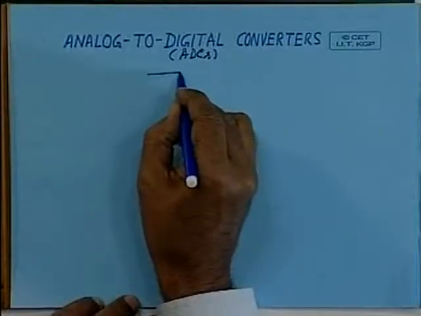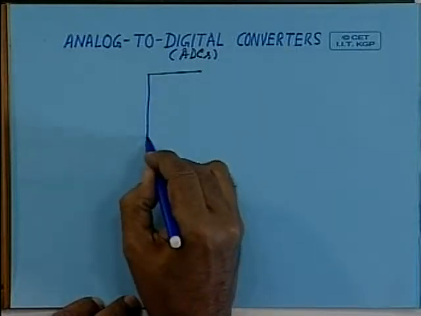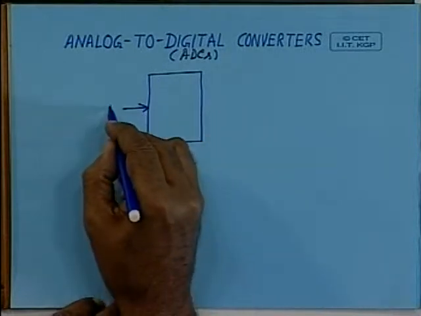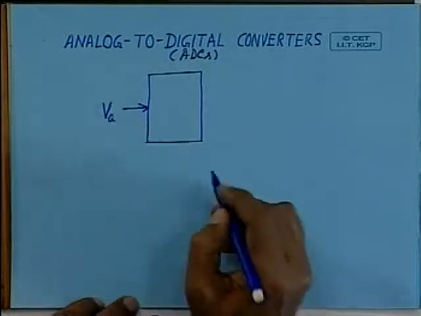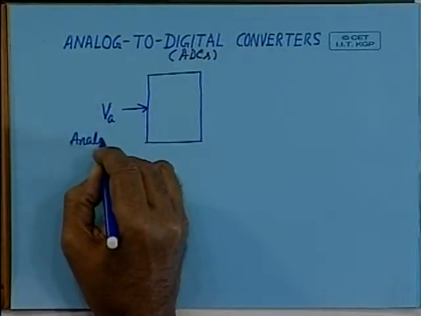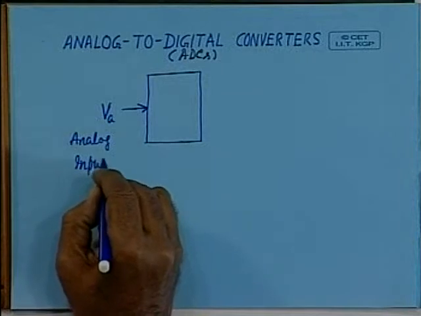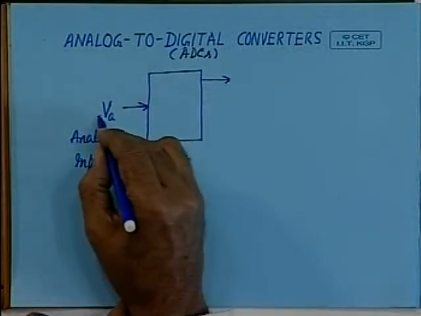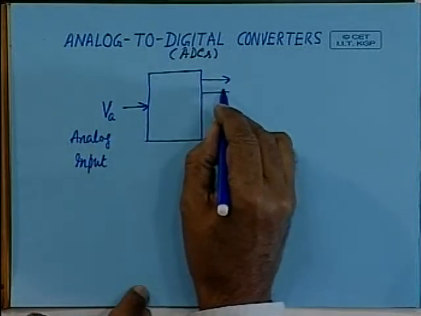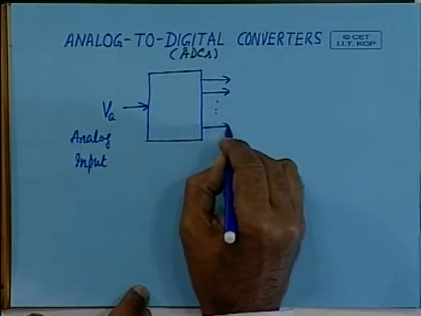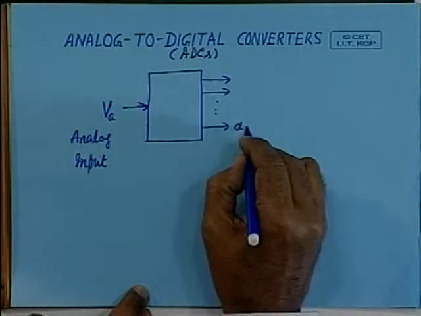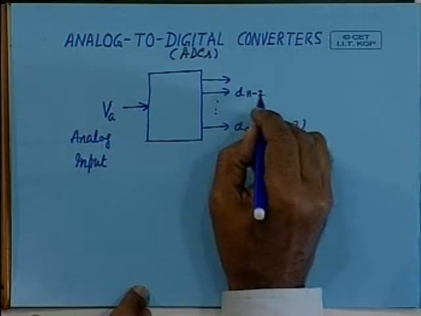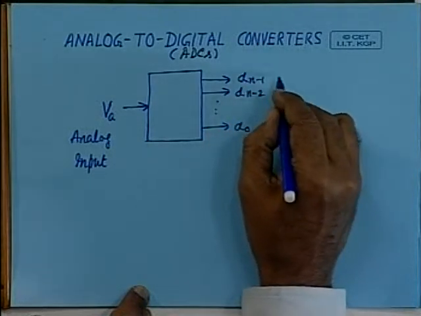If you look at the block diagram and the function of analog to digital converters, you will find that there is an analog input, let it be represented by VA. It produces digital data which is of n bits. Say this is D0, which is the least significant bit, and this is Dn minus 2 and Dn minus 1. Dn minus 1 is the most significant bit.